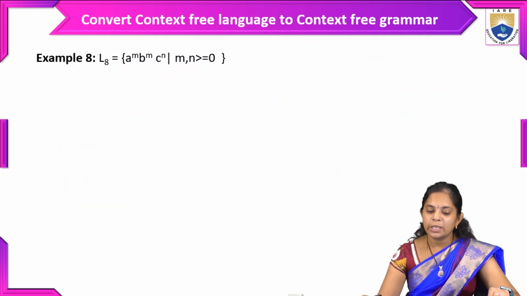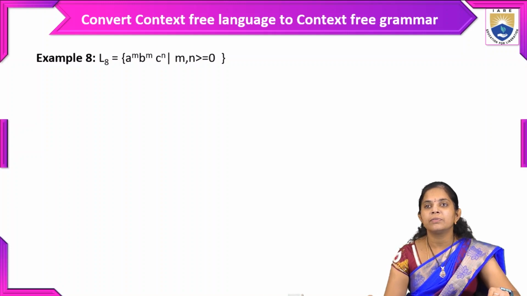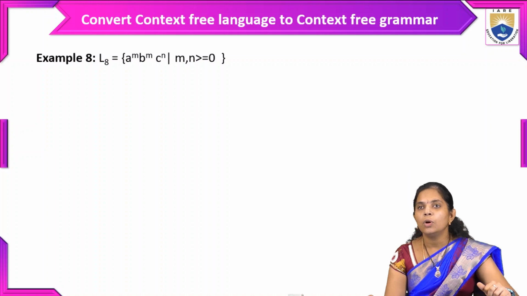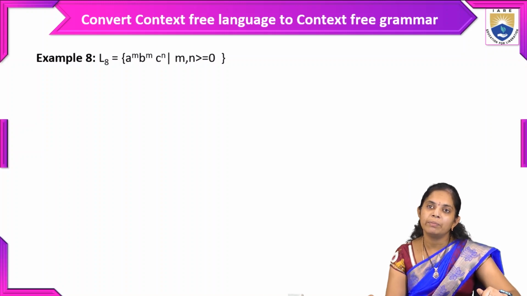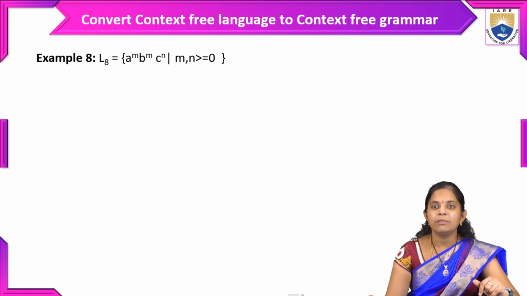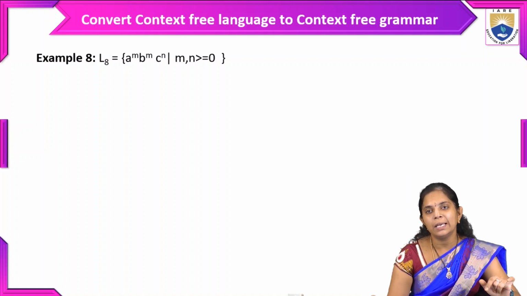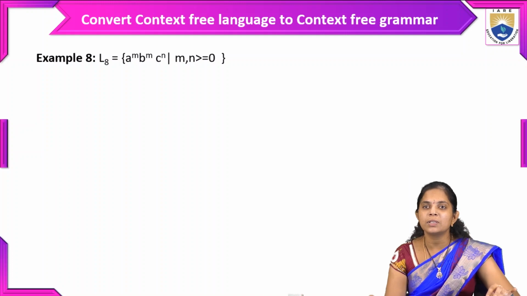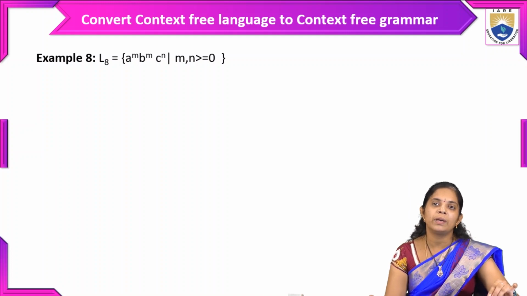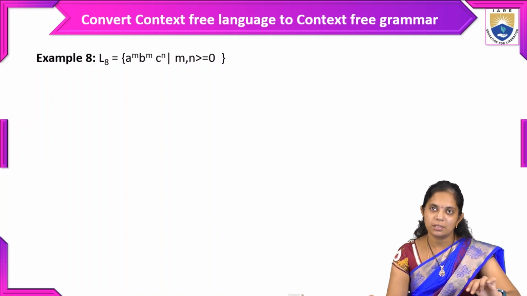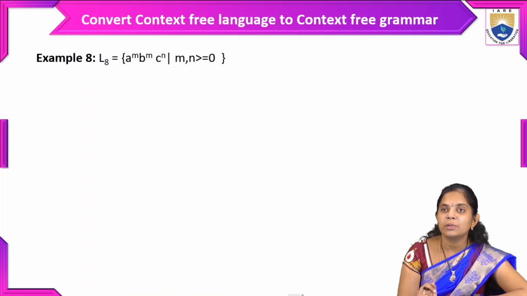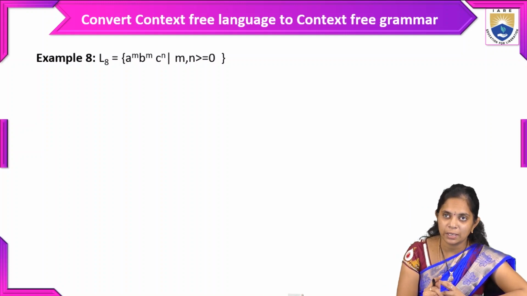And one more, context-free languages to context-free grammar, we have the three values. So till now we have seen only A, B, A is followed by B. So here we are adding one more symbol called C, and the number of A's or number of B's is followed by the C number of C's. So for this kind of languages, how will we write the grammar?